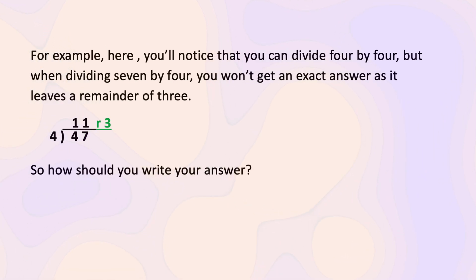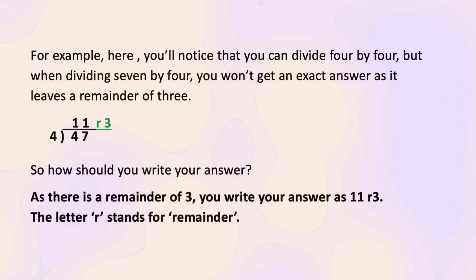So how should you write your answer? As there is a remainder of 3, you write your answer as 11 remainder 3. The letter R stands for remainder.